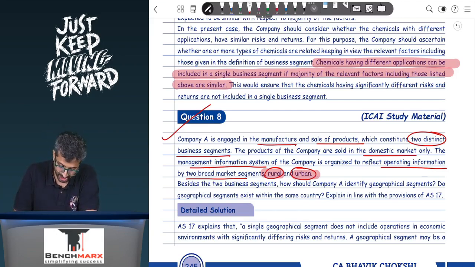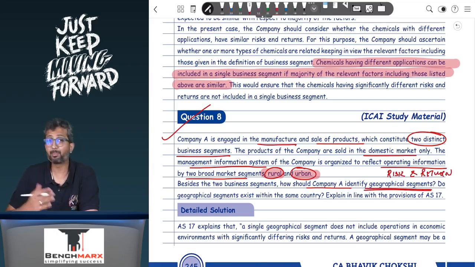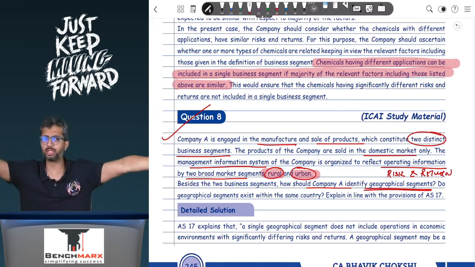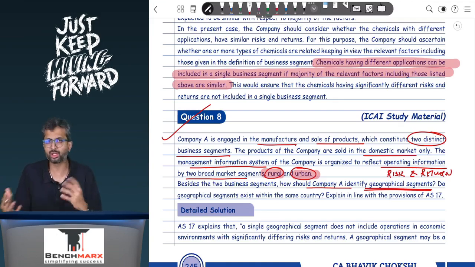Besides the 2 business segments, how should A identify geographical segments? Again, I will look at primarily whether the risk and return are different or same. If they are predominantly different, then rural and urban can be shown separate. Like for consumer companies, a lot of times rural and urban demand is very different, and hence you can show them separately.